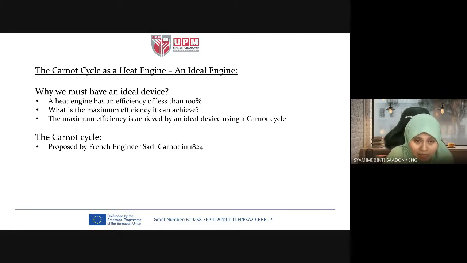Why must we have an ideal device? A heat engine has an efficiency of less than 100%. What is the maximum efficiency it can achieve? We don't know. We know that the heat engine cannot be 100% efficient, but what is the maximum it can sustain, the maximum possible? The Carnot cycle is not 100%, but it is the maximum we use to estimate the power of the heat engine. What is the maximum?